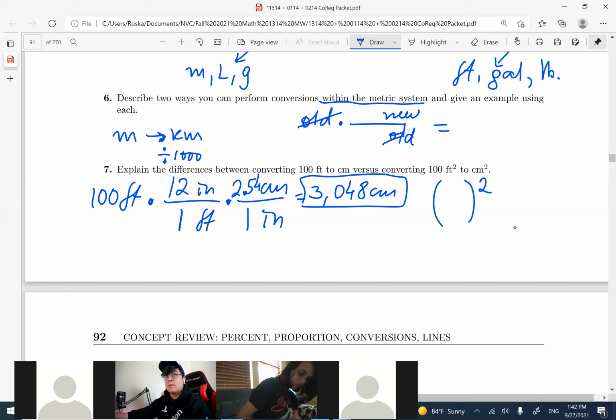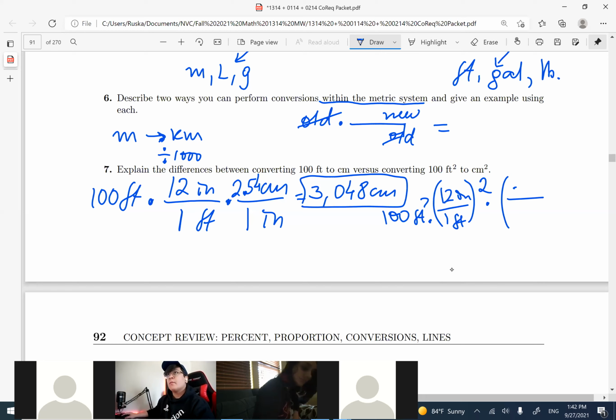Now, if you do square, what's going to be the difference? The difference is you have to square everything, right? So you're going to have 100 square feet. You're going to multiply by, again, the same feet, and 1 foot is 12 inches. And again 2.54 over 1 inch. Everything has to be squared.